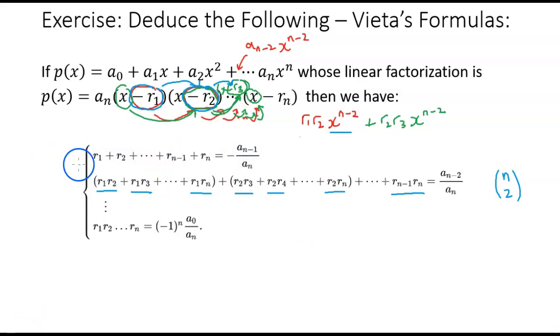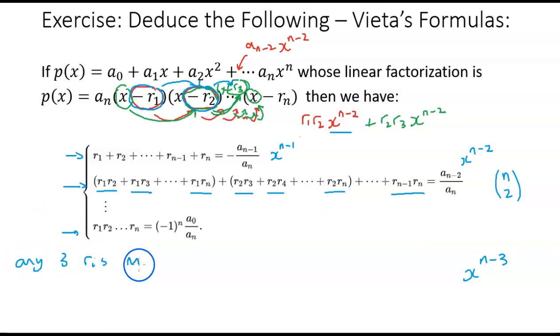Okay, so we've derived the three formulas that are explicitly written here. The first formula takes care of the power of x to the n minus 1. The second formula takes care of the power x to the n minus 2. And if we want to look at the one that takes care of x to the power of n minus 3, well, the way to do that would be to look at all of the multiplication chains that contain any 3 of the Ri values. So any 3 Ri's multiplied together.